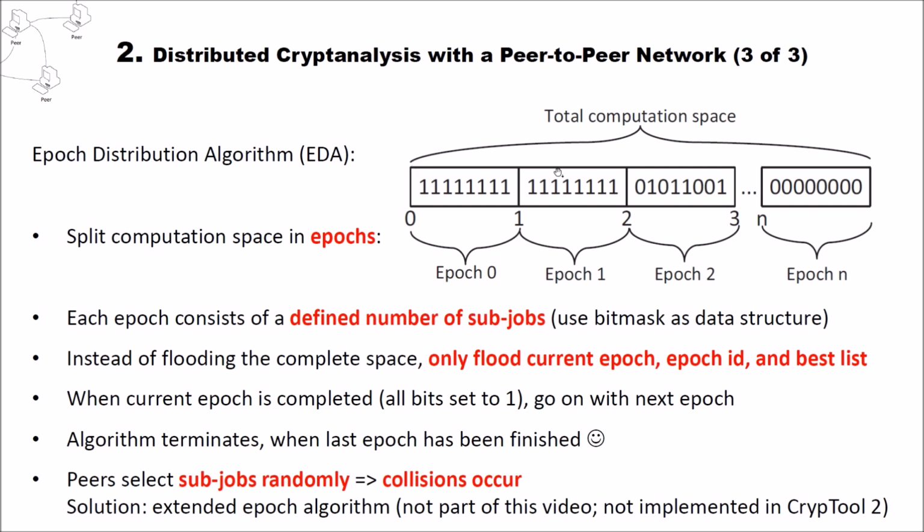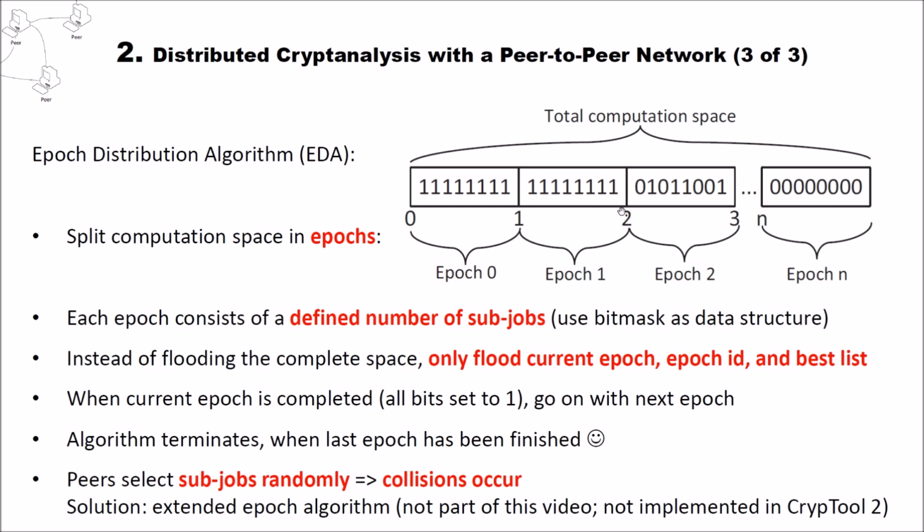So we want to compute this total computation space here. We divide it in equal sized epochs, and then we start computing. And peers select random unset bits out of the bit mask. For instance, let's assume we are here in epoch 2. And then they compute the subjob that is identified by this bit. And then they finish the subjob, they set the bit in the bit mask, and they flood the bit mask plus the best list.